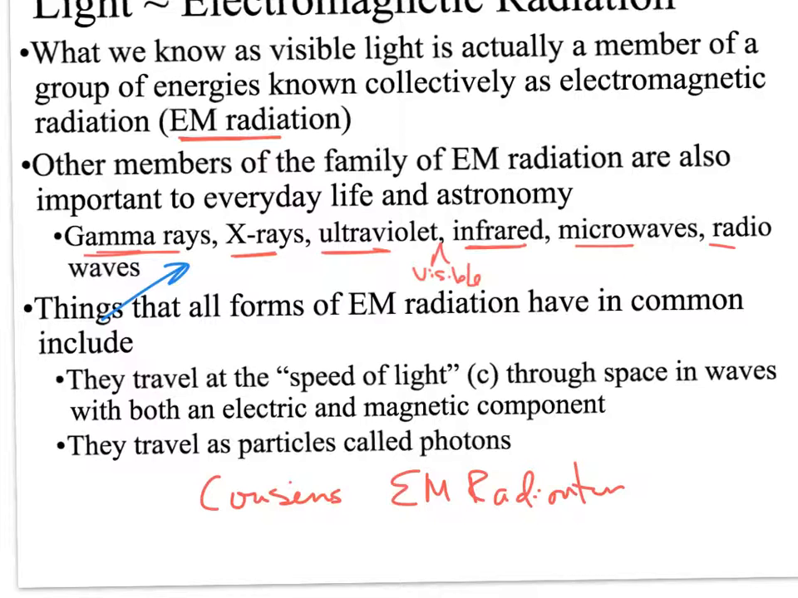They all travel in a vacuum at what we call the speed of light, and the speed of light is the variable c. They also have that dual nature. They have a wave property to them, and then they have a particle property to them. Those particulate little packets of energy we call photons. So all of those energies have this in common.